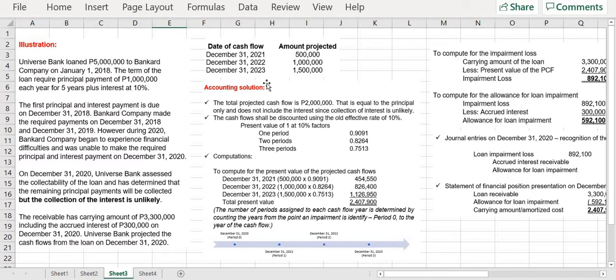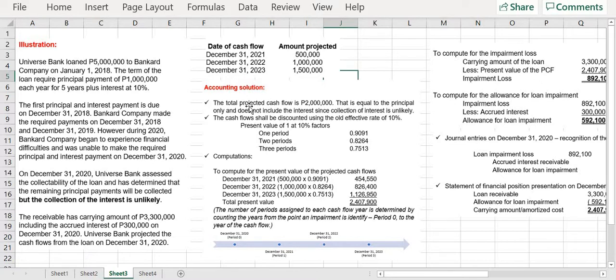Ayan. Now, the total projected cash flow is 2 million, that is equal to the principal only. Ayan, so hindi ito 2 million ha, this should be 3 million. No? So the total projected cash flow is 3 million. So that's 500,000 plus 1 million plus 1.5. That's 3 million total. Okay? So yung 3 million na yan, yan yung balance ng principal, di ba? But, again, walang included na interest kasi nga payment for the interest is unlikely. Okay? So, the cash flows shall be discounted using the original effective rate of 10%.